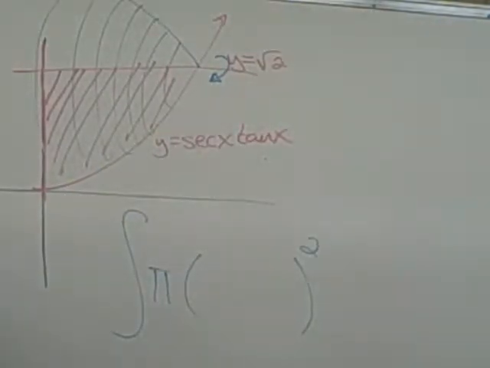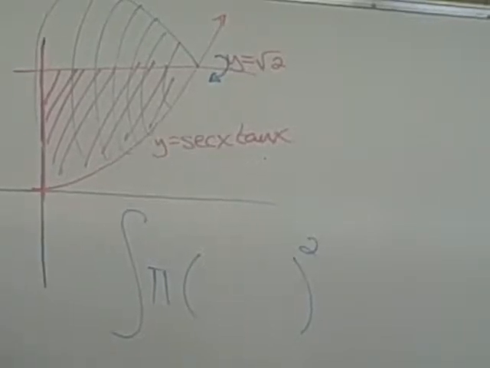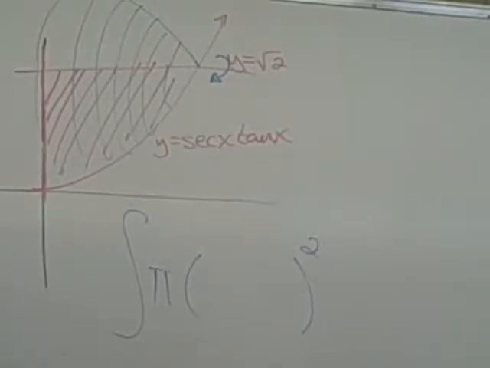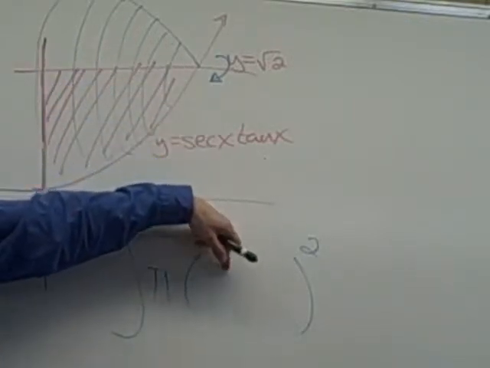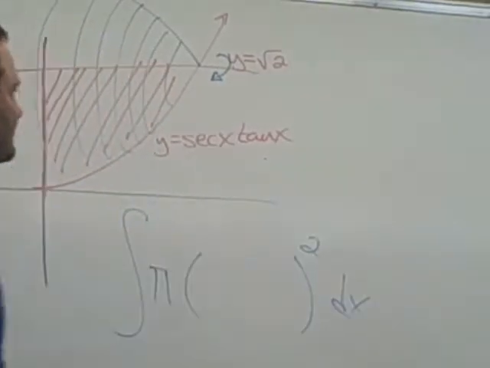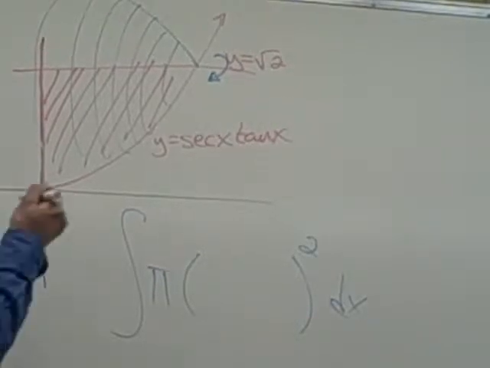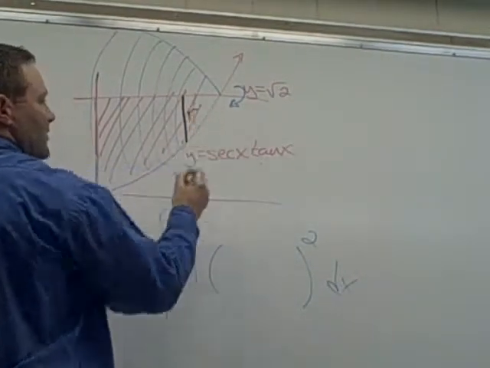No y. No x. Square root of 2. We've got it narrowed down, don't we? It's either x or y. Well, since it's a horizontal axis of revolution and we're using the disk method, it would be with respect to x. So we just need to figure out what our radius is. Here's my radius right here. There's r.